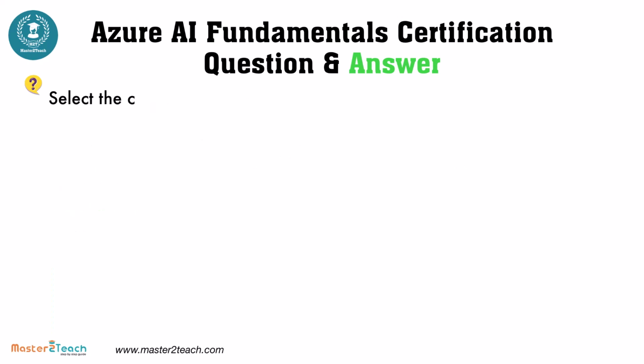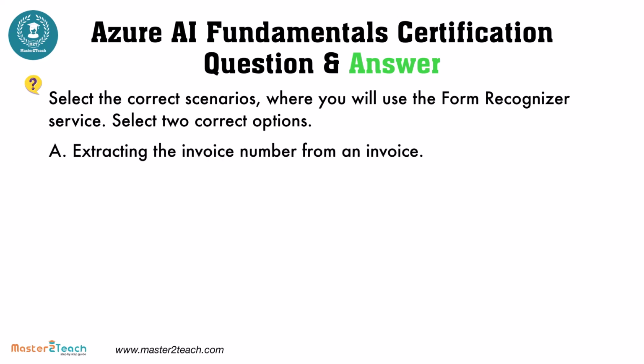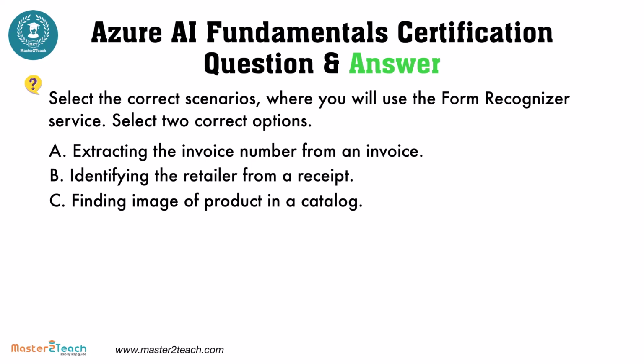Select the correct scenarios where you will use the Form Recognizer service. Select two correct options. The options are A. Extracting the invoice number from an invoice, B. Identifying the retailer from a receipt, C. Finding image of product in a catalog, D. Translate a form from French to English.